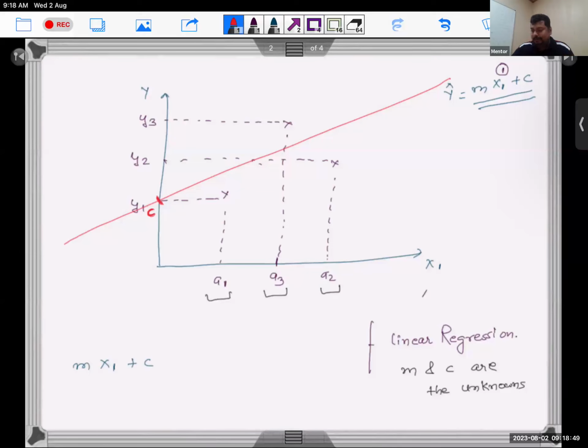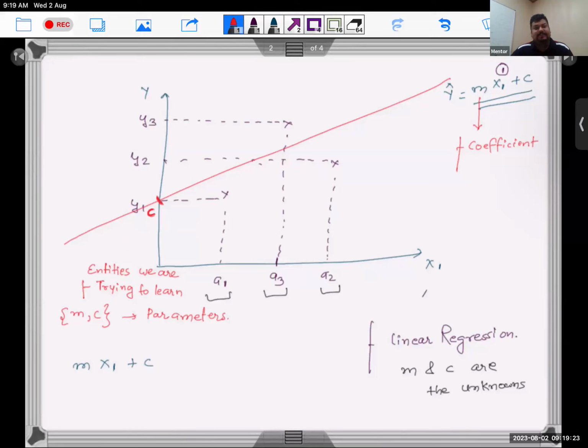M is also called the coefficient. The things that you are trying to learn, in this case M and C, are also called parameters. These are the entities that we are trying to learn. All right, so let's see how we define the distance between the points.